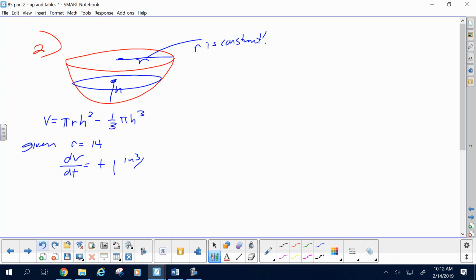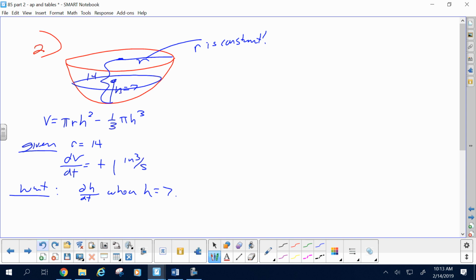Like that, yeah? They want how fast the punch is rising when the punch is halfway up to the top. If they want how fast the punch is rising, then they want how fast the height is changing with time at the instant when it's halfway up the bowl. What does that imply numerically? That if the radius is 14, then it's halfway up when the height is 7. The height isn't always 7, that's just the instant they ask.